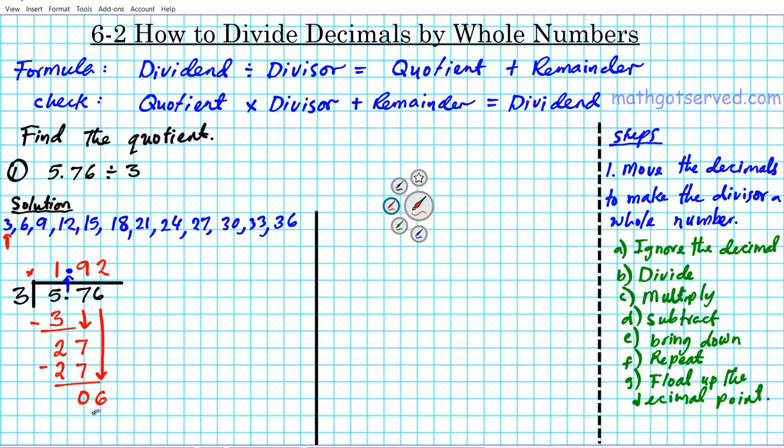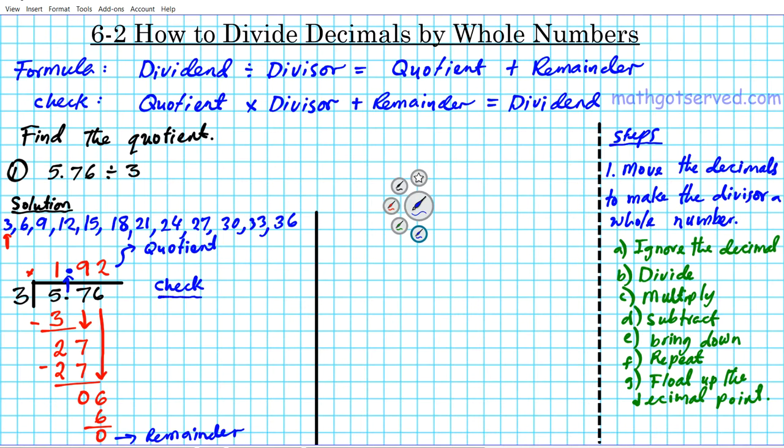Divide, multiply, 3 times 2, 6, subtract, bam. All right, so don't forget, this number we got up here is your quotient, and this number right here is your remainder. Is our answer correct? Well, we're going to do a check, okay?